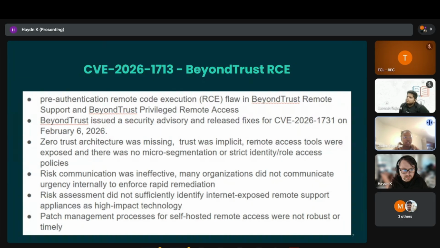The consequences of the exploitation of this vulnerability were made worse because of the lack of zero trust principles. Because a lot of the time they had trust being implicit, or the remote access tools were exposed, and there was no micro-segmentation or strict identity and role access policies. Risk communication was ineffective as well.